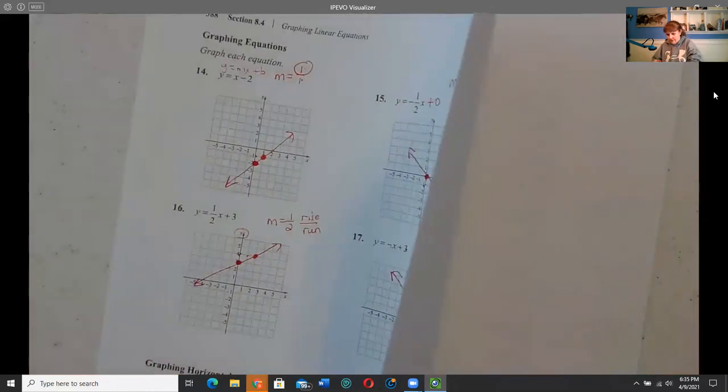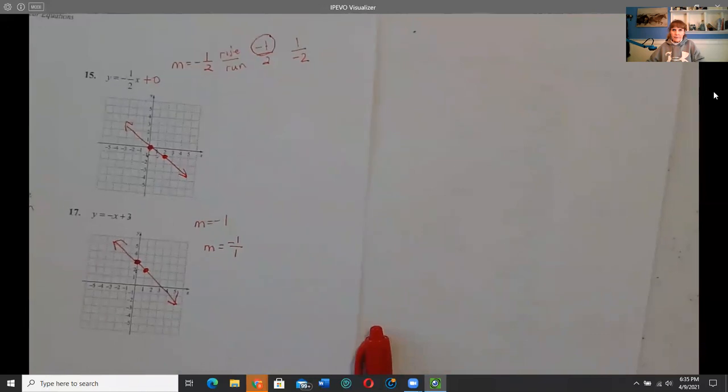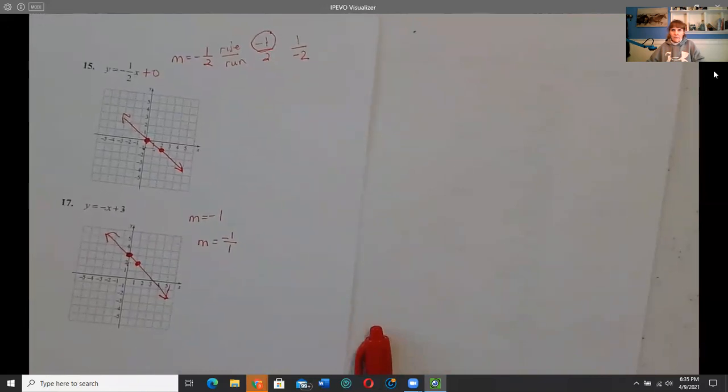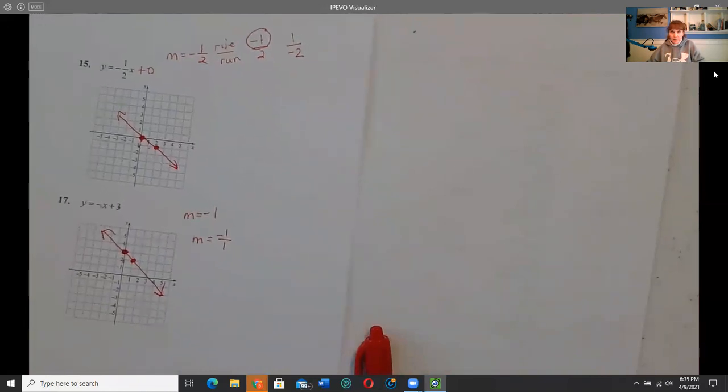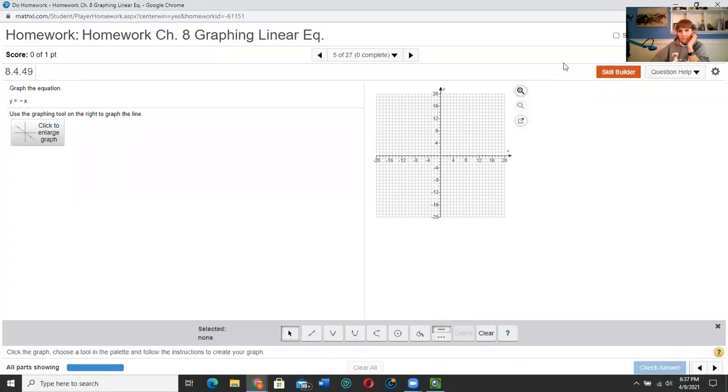I have some other examples, so we'll look at some with the Pearson. I'm going to get Pearson up real quick. All right, so I have a homework example up here, and this is homework example number 5. The first 4 deal with is this linear or not? So you guys can look at those. But here we want to graph the equation y equals a negative x.